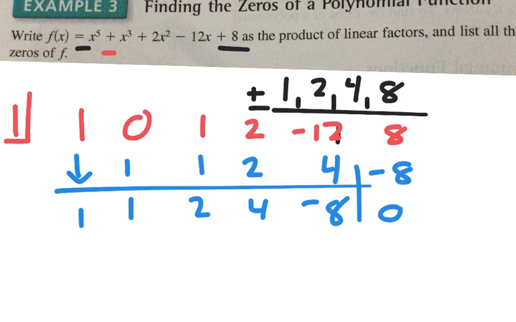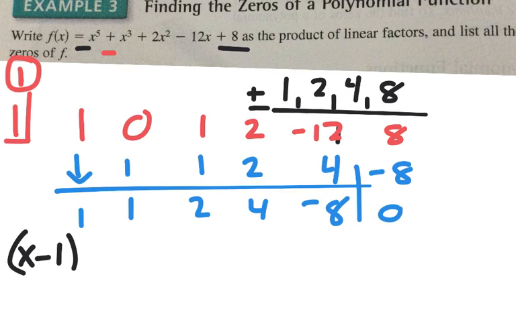I mean, I can try, but I don't know what it is. I guess I'm kind of brain blocked. So 1 worked. So that means what? That means I found my first 0. It's at 1. Which means x minus 1 is a factor.